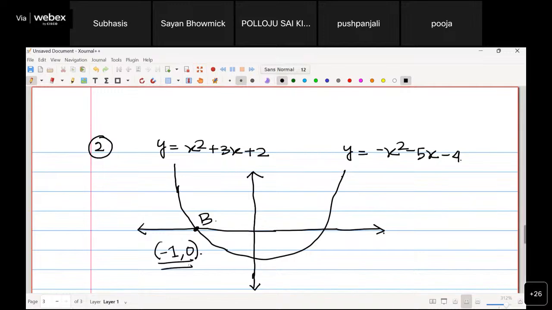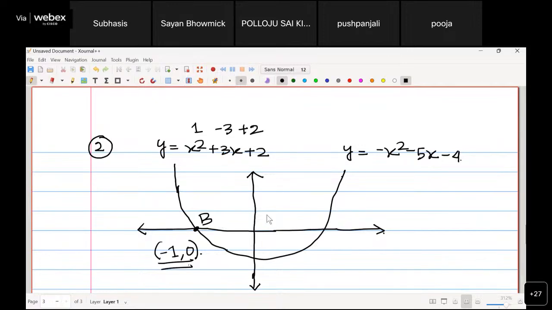If I substitute minus 1 over here, then I'll get 1 minus 3. I'll do the general process. Okay, so this is fine. This is minus 1 plus 5 minus 4. Okay, certainly this is the intersection point.